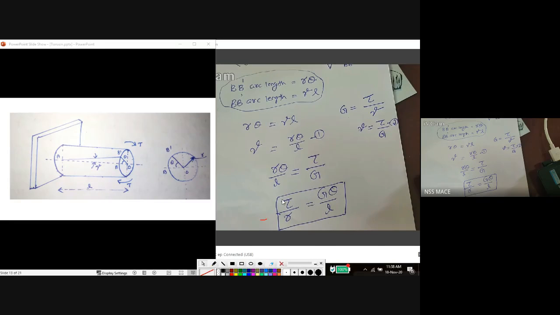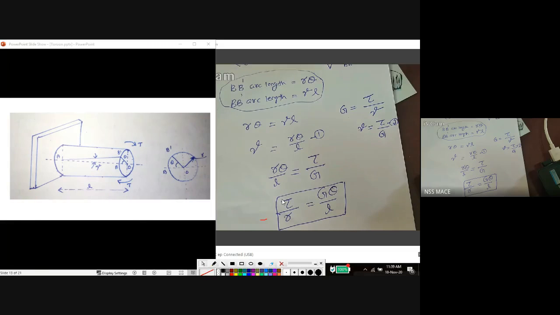Tau is the shear stress developed across any cross section. R is the radius of the element where shear stress tau is acting. G is the modulus of rigidity of the material of which this shaft is made. Theta is the corresponding angular twist. L is the length of the shaft.